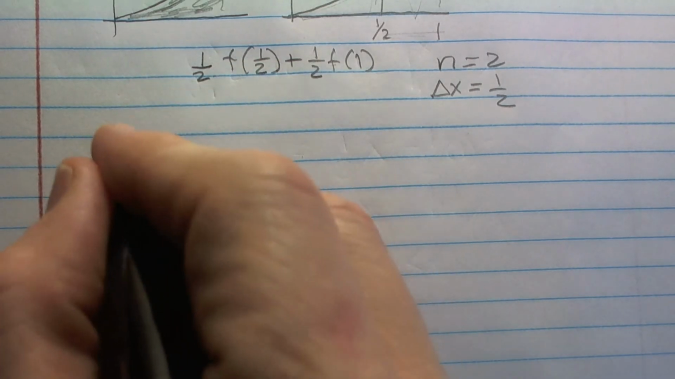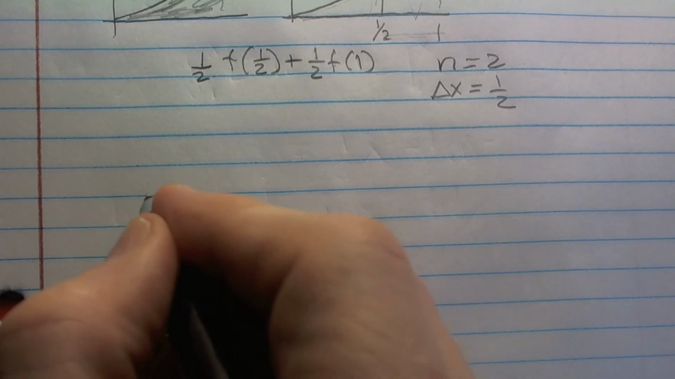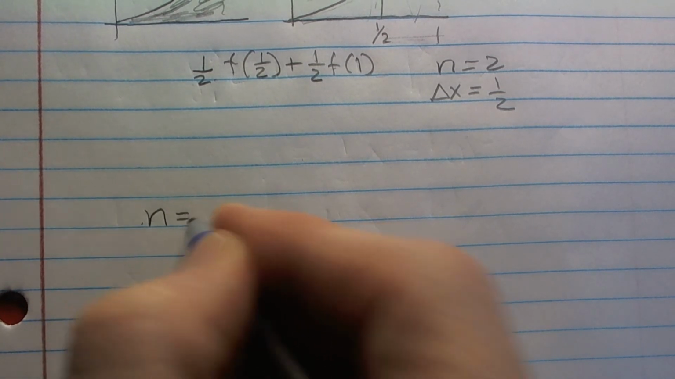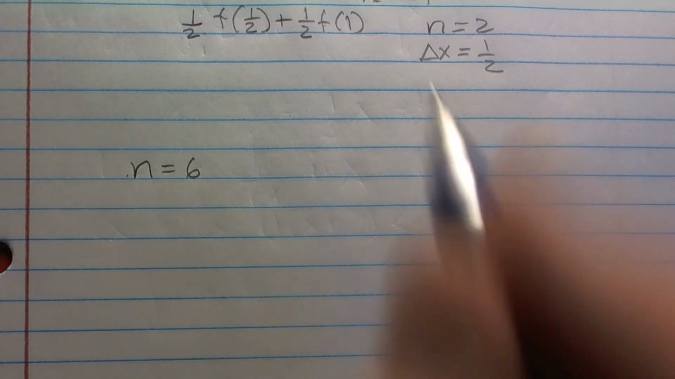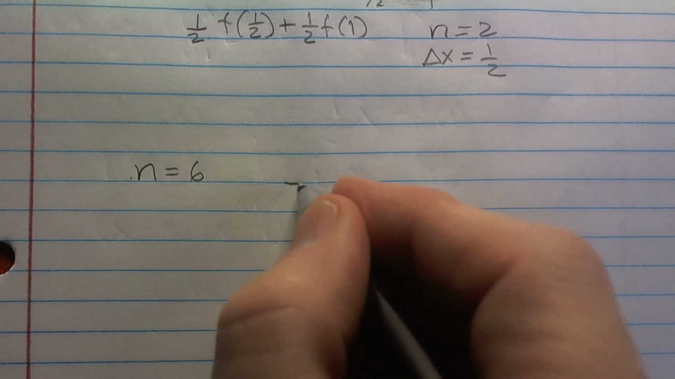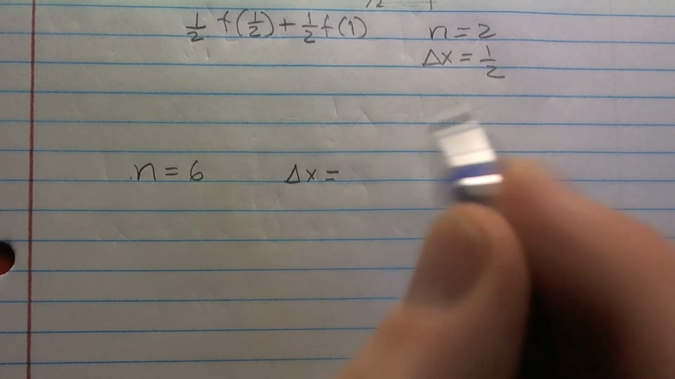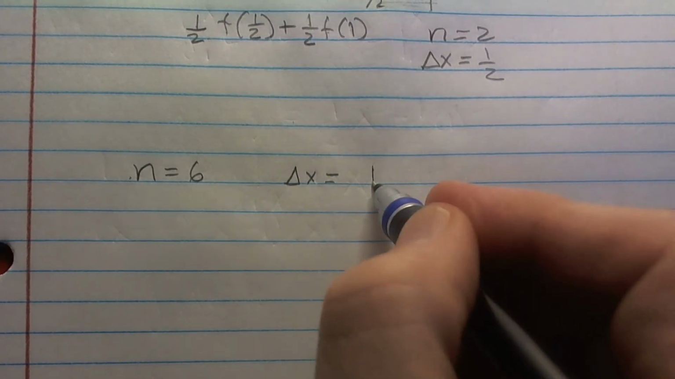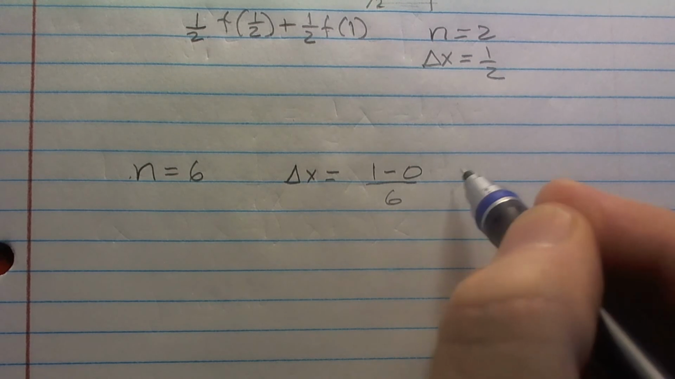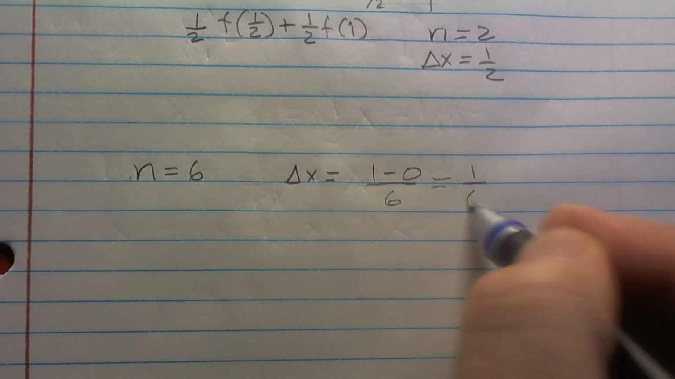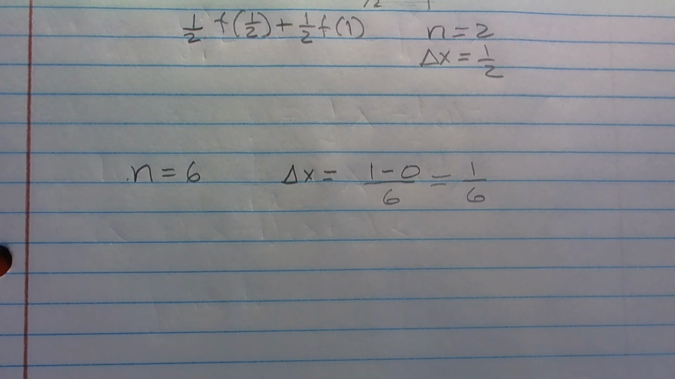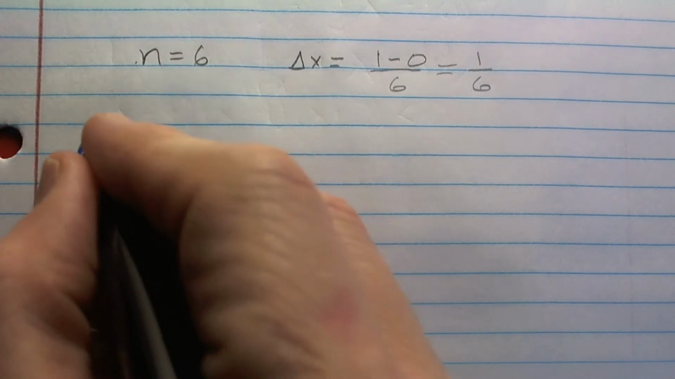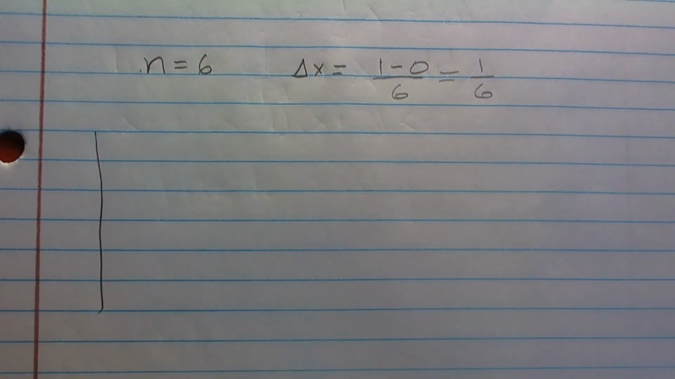So I might go back and say, let me make this 6 rectangles instead of just 2. If I have 6 rectangles, I'm going to divide that interval from 0 to 1 into 6 equal parts. So delta x is 1/6. Now I have skinnier rectangles. Let's see what that might look like. Let me draw it.